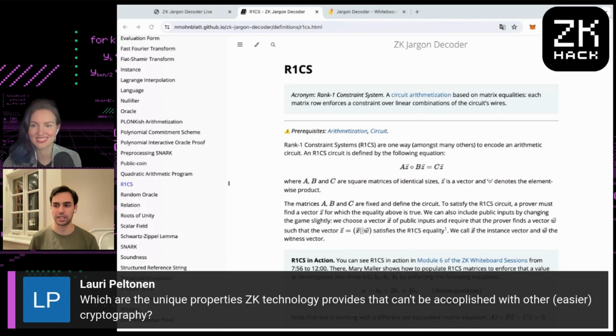FHE is about, all right, I have some encrypted data. Can you compute for me on that data? Whereas a zero knowledge proof is, I have some hidden data and I can convince you about properties of that data. The other thing we have to be careful about is encryption is not perfect.